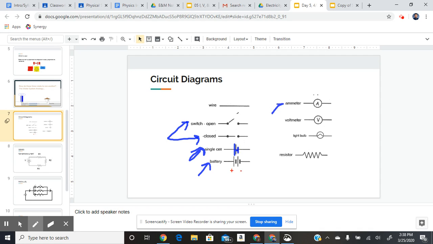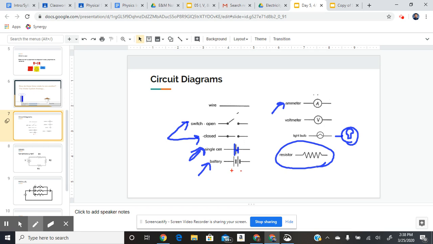An ammeter, a circle with an A, is something that measures current, and I'll show you how we measure those with an ammeter or a multimeter. A voltmeter measures voltage. A light bulb is sometimes just a circle, and then maybe it looks like an actual light bulb in the middle. And then you have a resistor, and this resistor here could just be anything slowing down the current. I use this symbol a lot when I'm making my circuit diagrams.